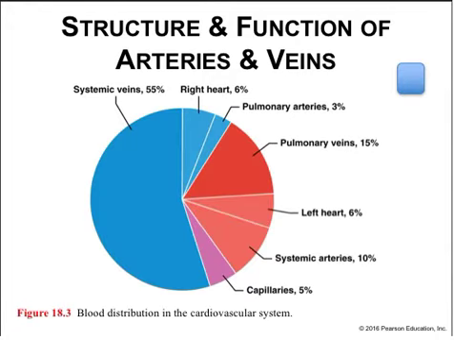Veins typically outnumber arteries and their lumens have a larger average diameter. Veins have the following characteristics. 70% of the total body blood is located in veins at any given moment. That's why they're called capacitance vessels. These include both the systemic and the pulmonary veins.